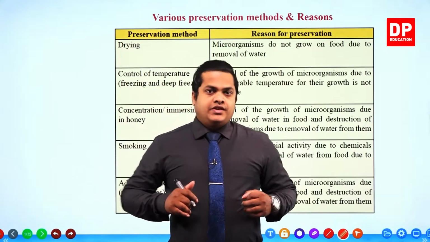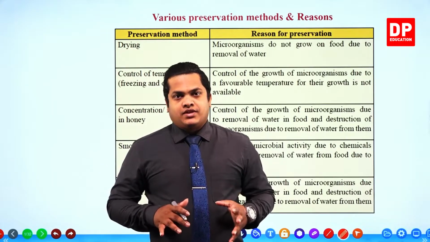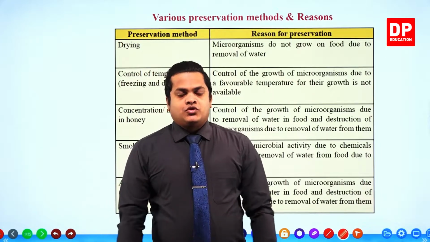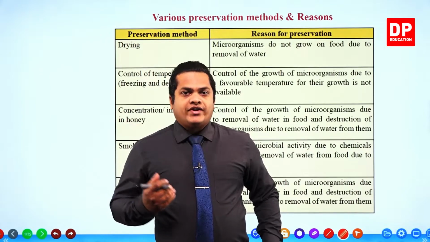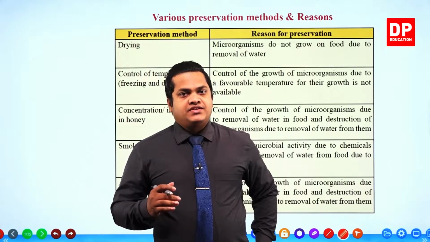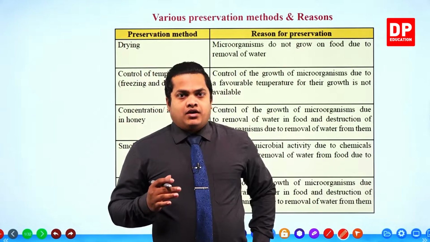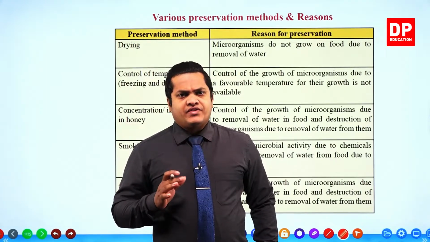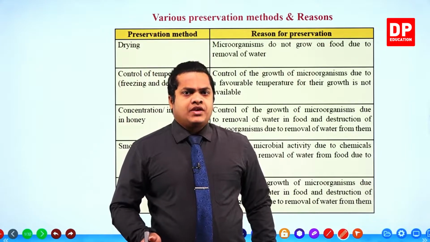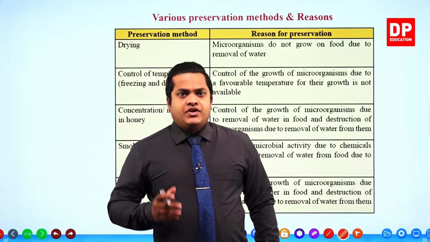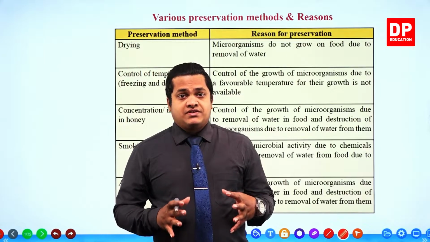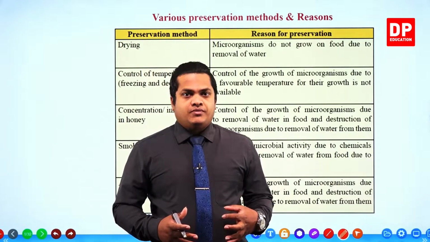So, my dear children, in the earlier chapters, we discussed several things related to the food preservation process. We discussed the traditional methods and the modern methods. Traditionally, we use several methods, but the modern methods also originated from those traditional methods. However, they are somewhat more efficient than the traditional methods.